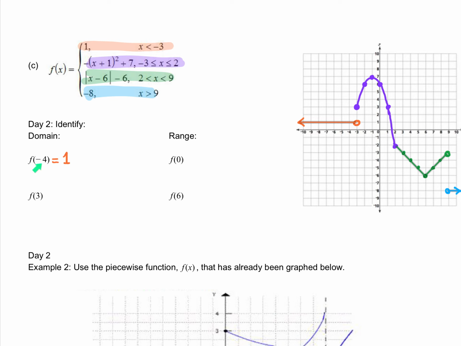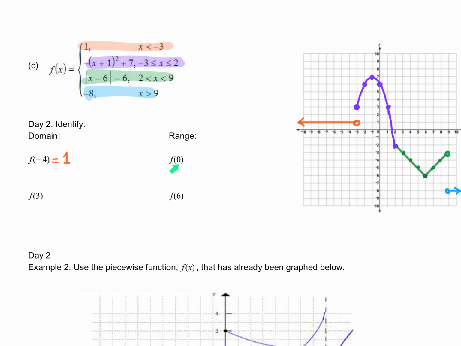However, I could also use the equations. So if I'm trying to figure out where f of negative 4 falls in my required domains, let's look. Is negative 4 less than negative 3? In other words, is negative 4 to the left of negative 3? And it is. So we know we would use this function here. Now what's interesting about this is that it is a constant function, which means that no matter the input, the output will always be 1. So anything that had an input that was less than negative 3 will always have an output of positive 1.